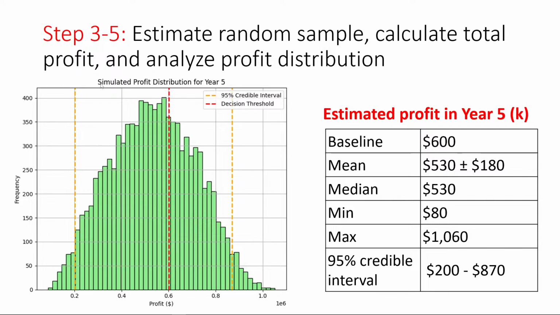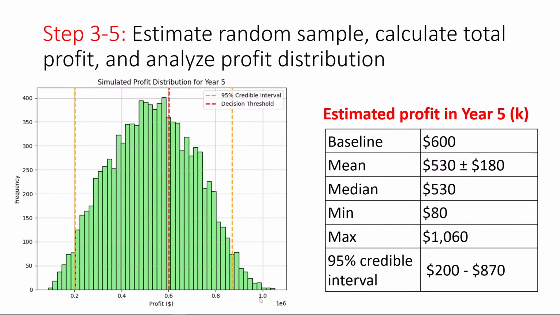This is the simulated profit distribution for year 5. So what do I have here? The minimum is around here, about 100. This is on a scale of a million. So the minimum is here, which you can see is about $80,000. That's the minimum profit that I will make.